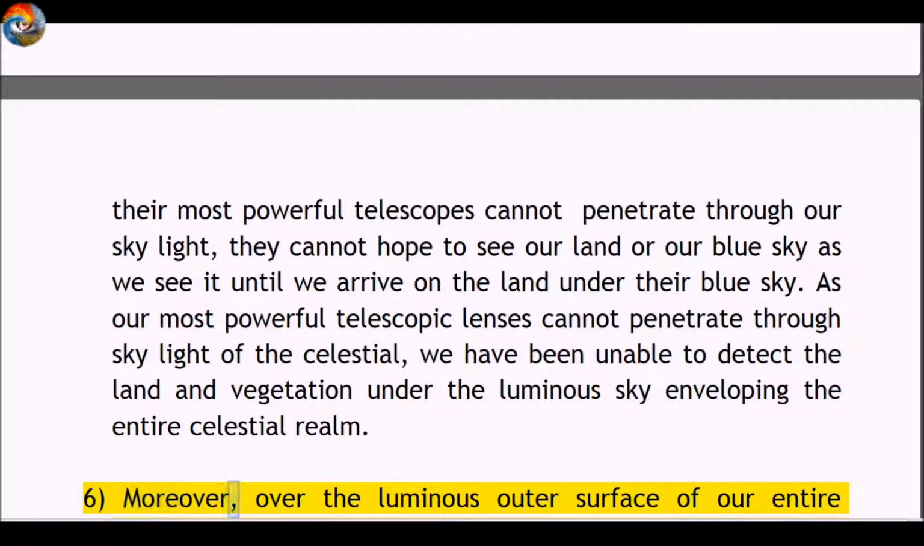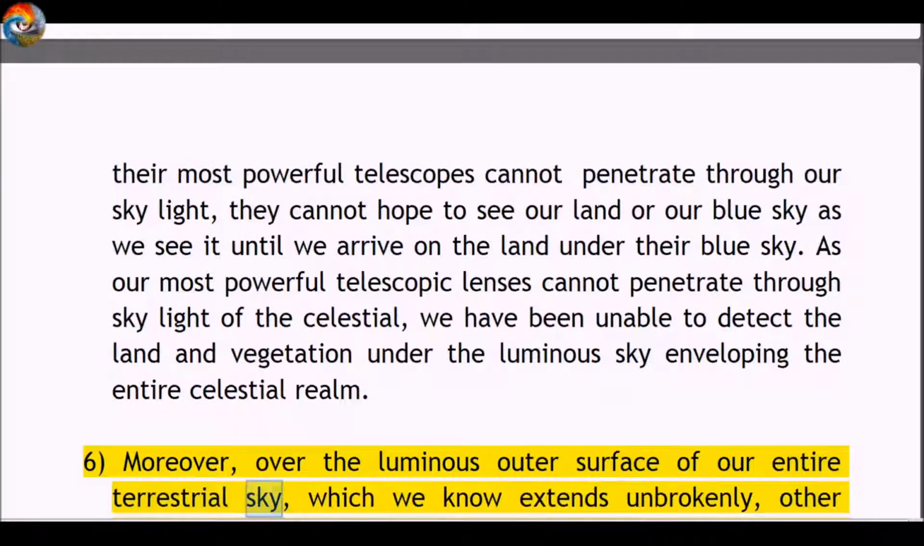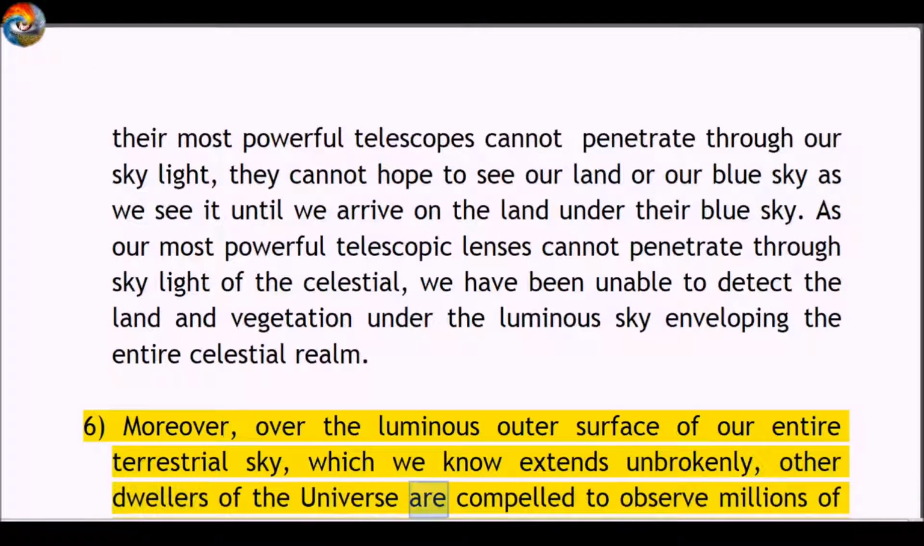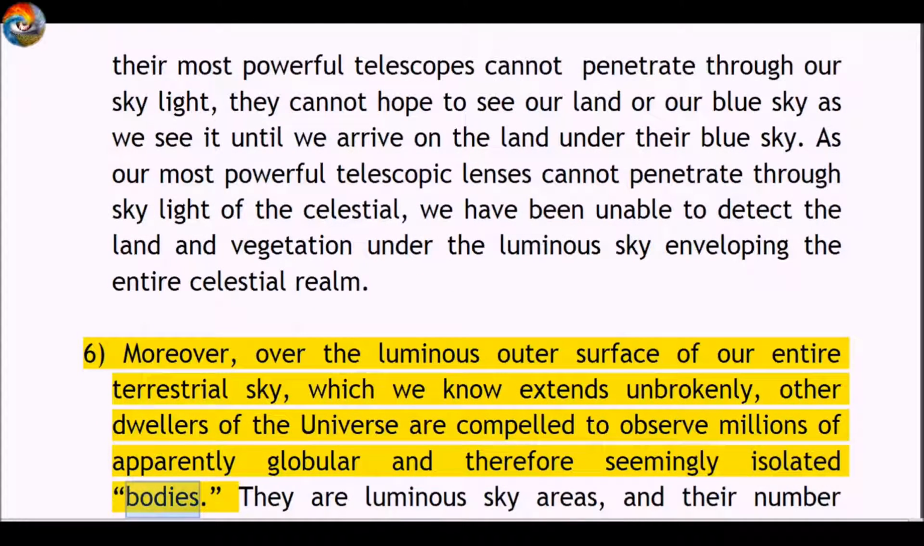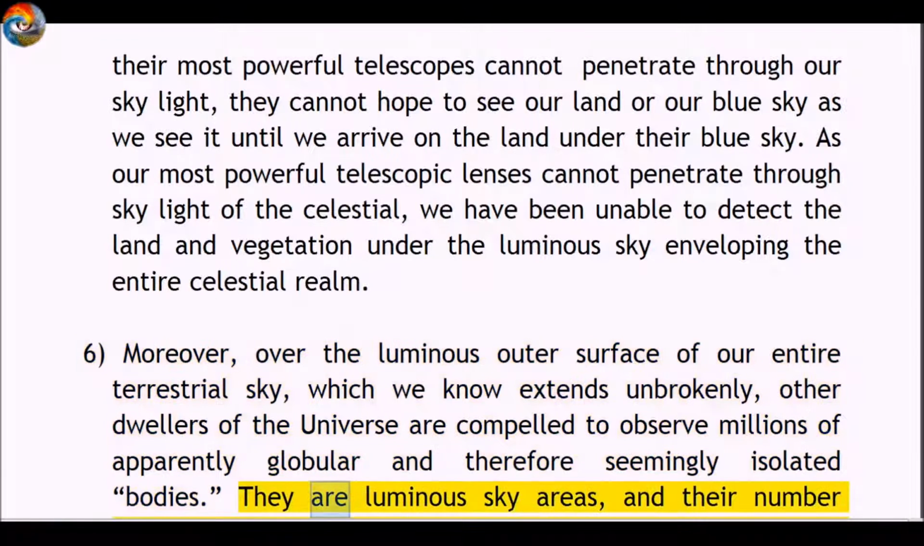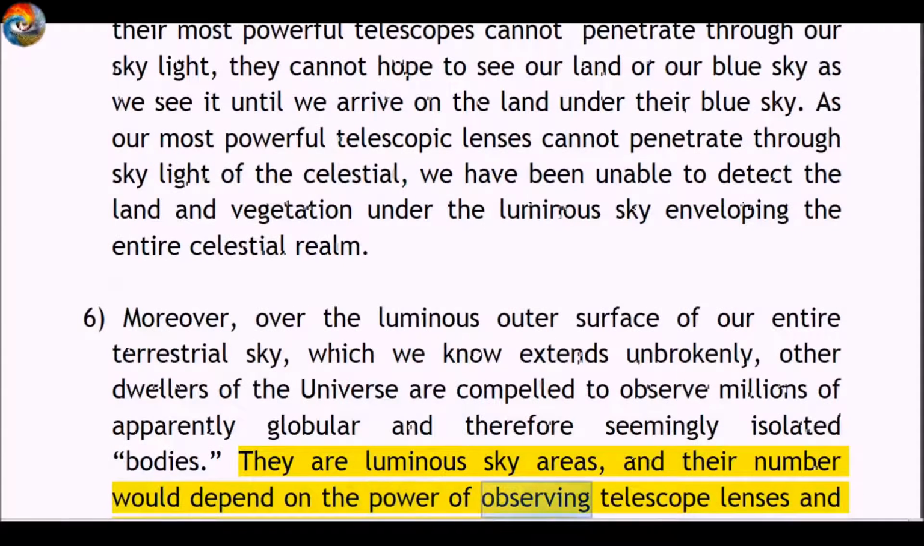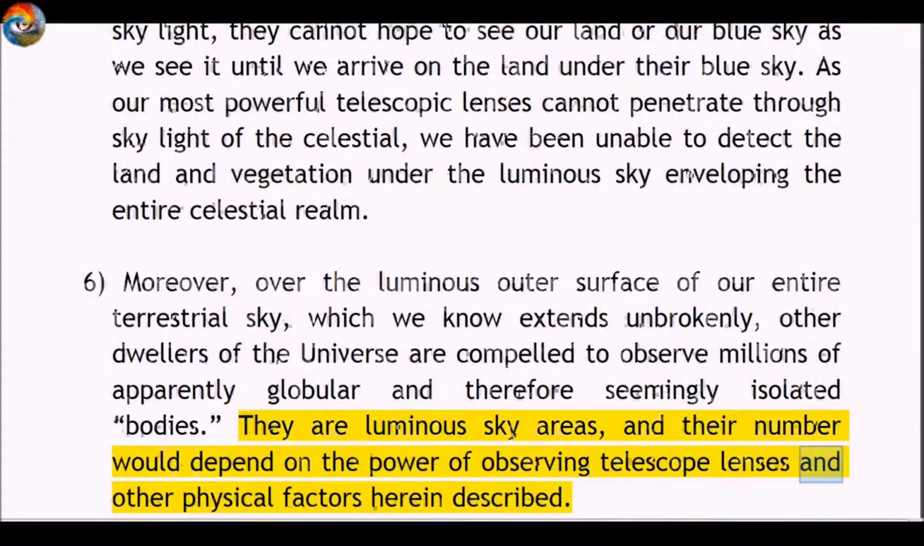6. Moreover, over the luminous outer surface of our entire terrestrial sky, which we know extends unbrokenly, other dwellers of the universe are compelled to observe millions of apparently globular and therefore seemingly isolated bodies. They are luminous sky areas, and their number would depend on the power of observing telescope lenses and other physical factors herein described.